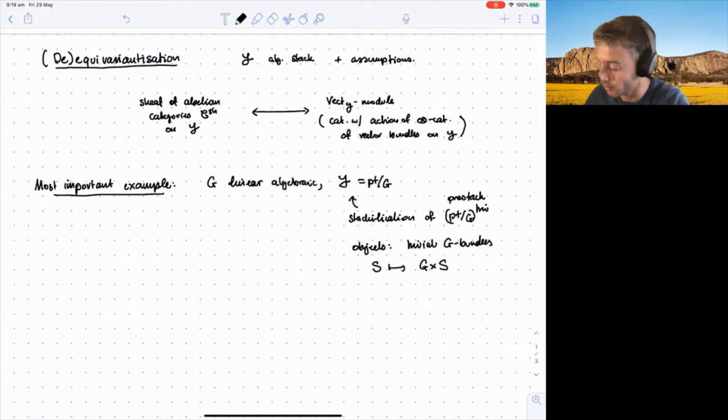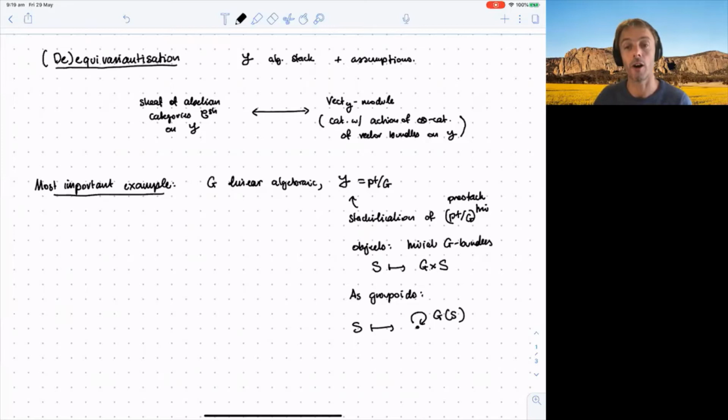So as groupoids, this sends S to a point with endomorphisms G of S. Namely, these are precisely the automorphisms of the trivial G bundle on S. Okay. So the reason that this is so nice is, for example, imagine that I want to give a coherent sheaf on this pre-stack. This just means I have to give a whole lot of trivial bundles together with actions of G of S. And this is exactly what it means to give an algebraic representation.